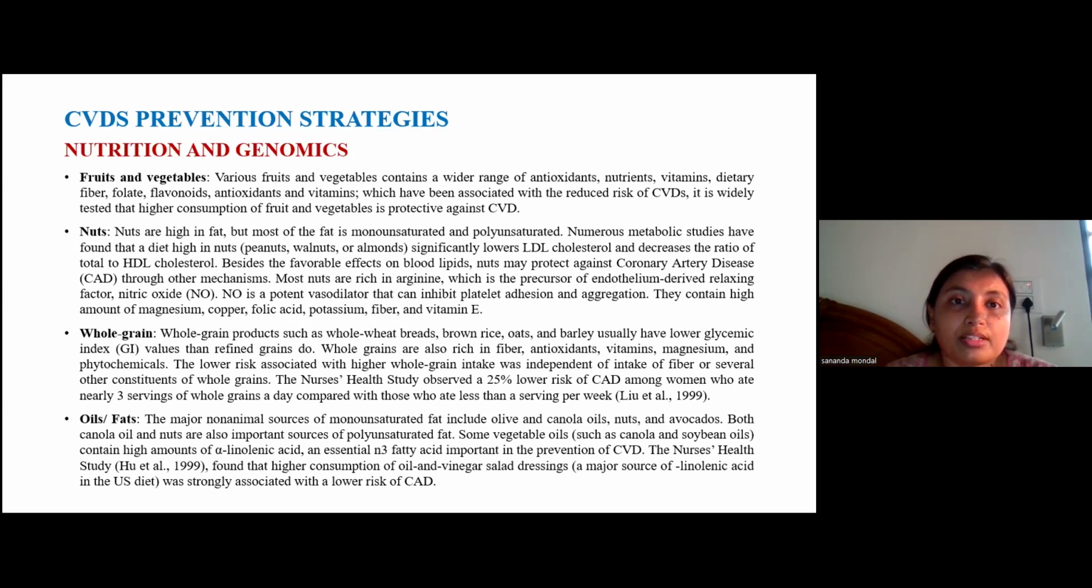So, CVD prevention strategies. There are numerous nutrients which are associated with CVDs. The first one is fruits and vegetables. What the intake should be can vary from person to person. Various fruits and vegetables contain a wide range of antioxidants, nutrients, vitamins, dietary fiber, folate, and flavonoids, which have been associated with a reduced risk of cardiovascular diseases. It is widely tested that higher consumption of fruits and vegetables has a protective role against cardiovascular diseases.